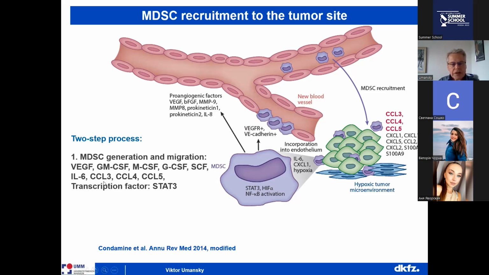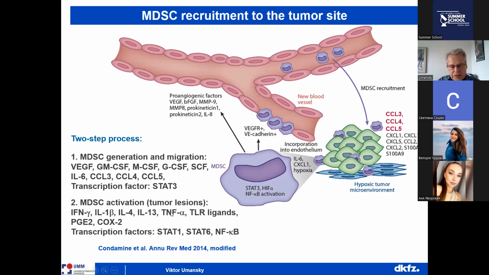And here you see that important factors like VEGF, GM-CSF, and IL-6 play a crucial role. CCL3, so these are chemokines 4 and 5, and the transcription factor STAT3 are dominant. So that's why it could be a very important targeting molecule.